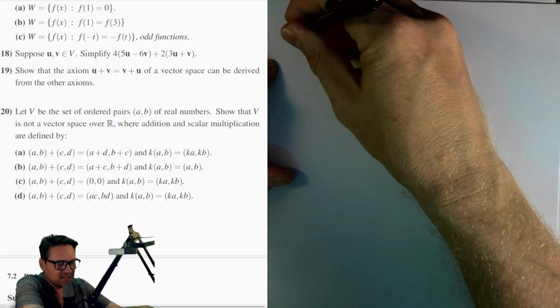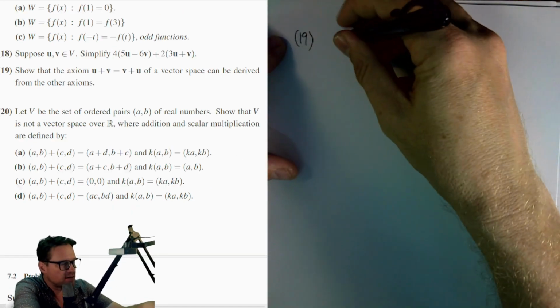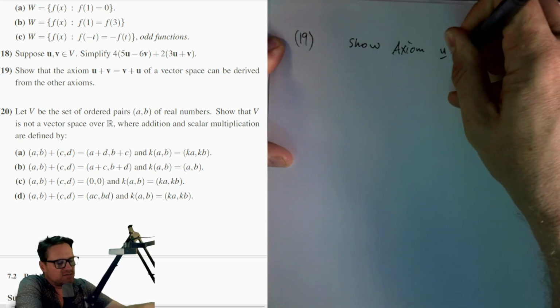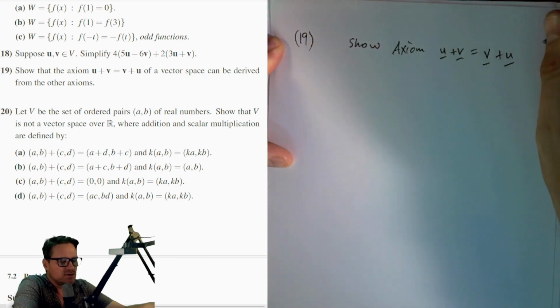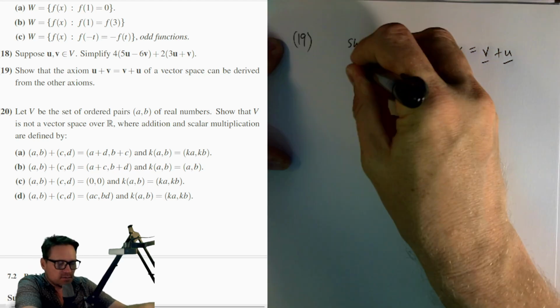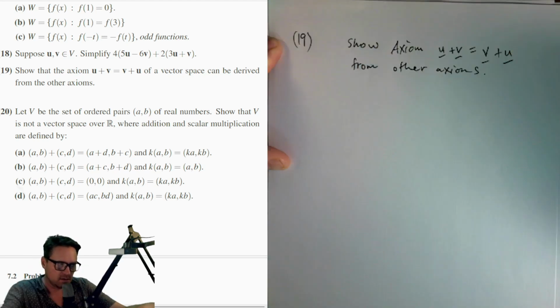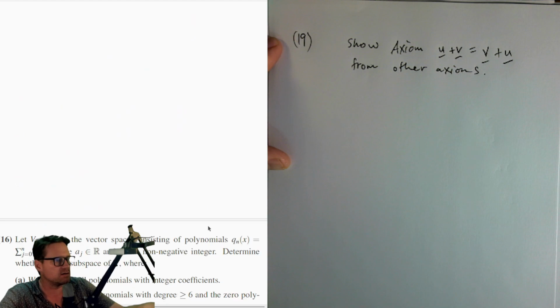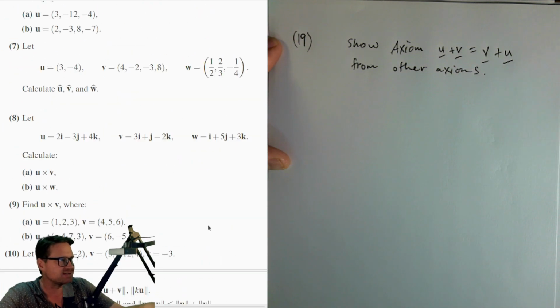Okay, question 19. Looks like a fun one. Show that the axiom u plus v equal to v plus u of a vector space can be derived from the other axioms. I'm just abbreviating this here. Okay, so we need to scroll up and find the axioms of a vector space, which are right here.